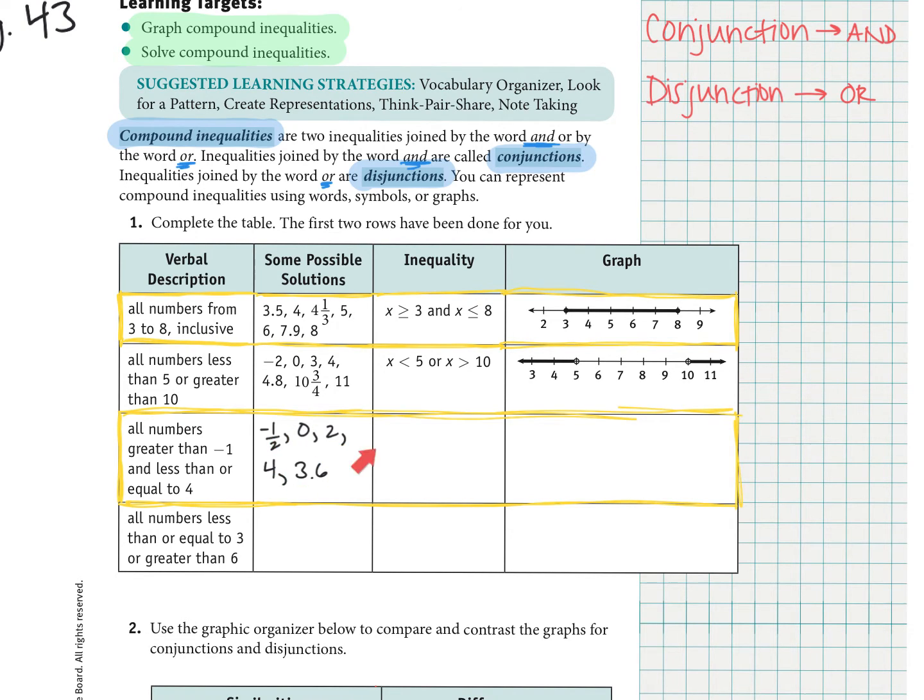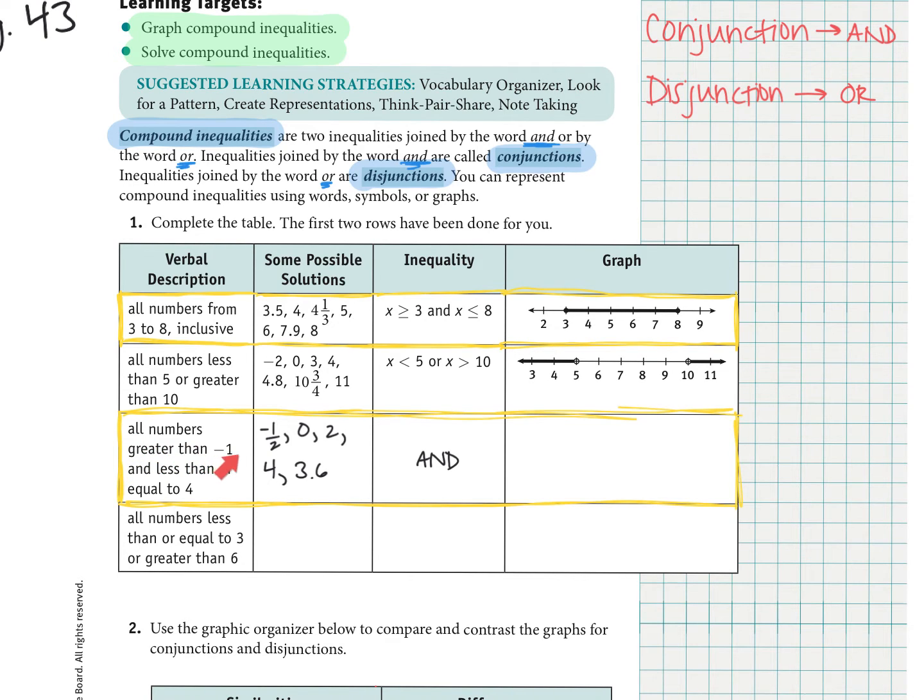So for some possible solutions, I listed some here. You don't have to have the exact same ones as me, but remember, we're looking at numbers that are greater than -1 and equal to 4 or less than. So keep in mind, we're going to be writing 2 inequalities, just like what we did above, and they're going to be held together by the word and.